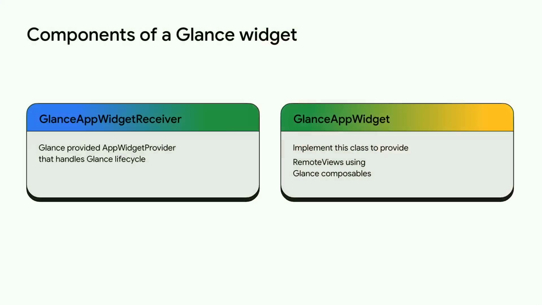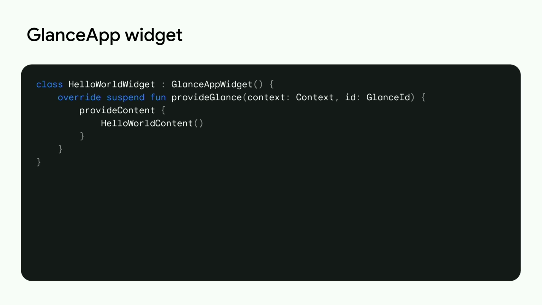Glance supports and builds on top of the components of a widget and inherits the same setup and configuration. Glance provides its own app widget provider class, GlanceAppWidgetReceiver. It uses a GlanceAppWidget implementation to provide remote views to the app widget host. Creating widgets with Glance is done using Kotlin and Compose patterns without XML layout files. Glance widgets extend the GlanceAppWidget class and override the function provideGlance.